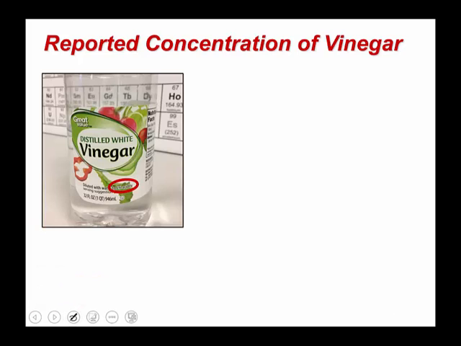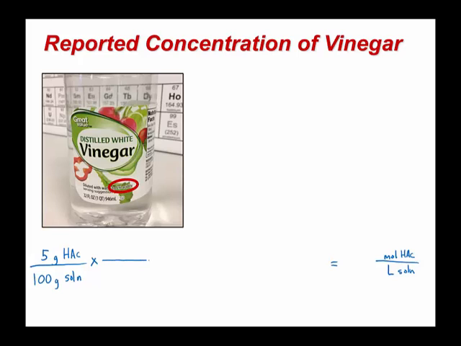Okay, so in order to do that, let me go ahead and write down what they reported for the concentration. Basically, when it says it's 5%, what they mean is there's 5 grams of acetic acid for every 100 grams of solution. Remember, what we're looking for is going to be moles of acetic acid for every liter of solution. So we've got some converting to do.